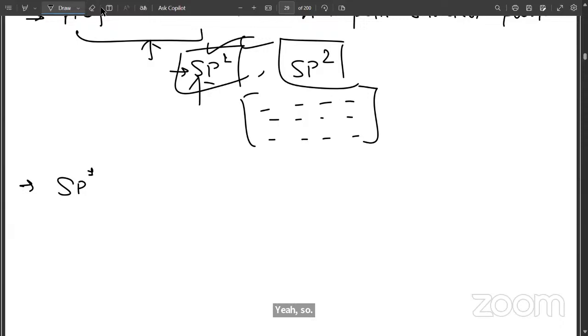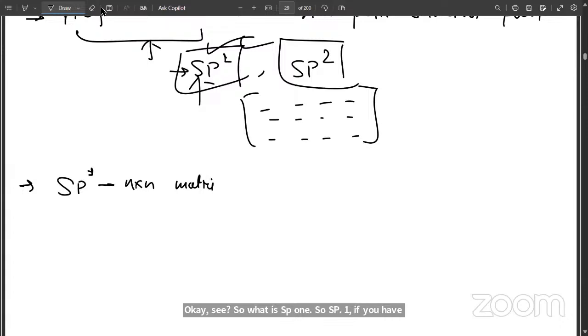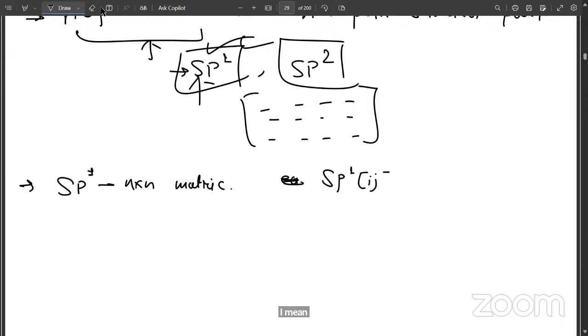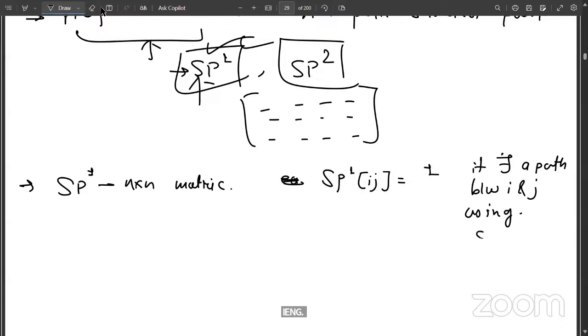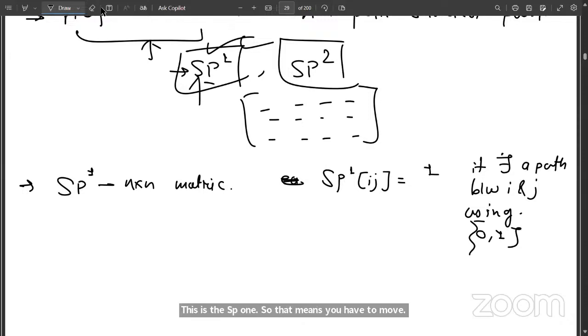So SP1, if you have n vertices, is nothing but an n by n matrix, right? In such a way that SP1 of ij, the ijth entry, is equal to 1 if there exists a path between i and j using vertex 0 to 1, right? This is SP1. So you have to move from vertex i to j using these two particular vertices, vertex number 0 or vertex number 1.